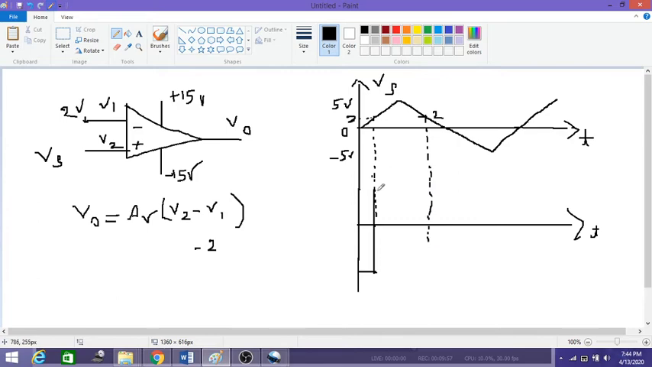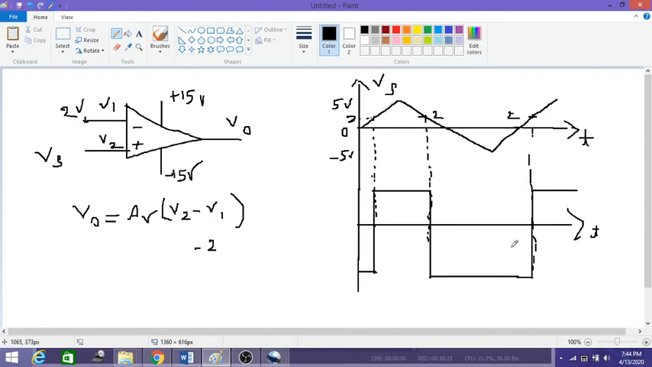As soon as the input voltage again goes below 2 volts, I'll get a negative V saturation till the next rise of 2 volts. Then I'll get a negative V saturation, and after this point I'll get a plus V saturation, and this pattern repeats.